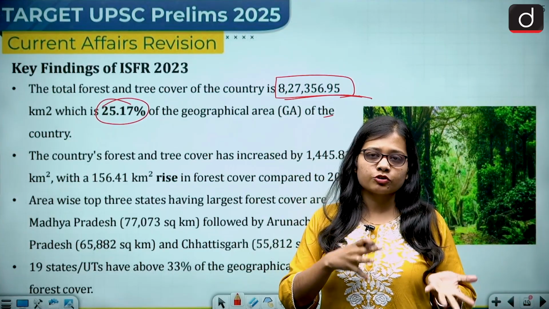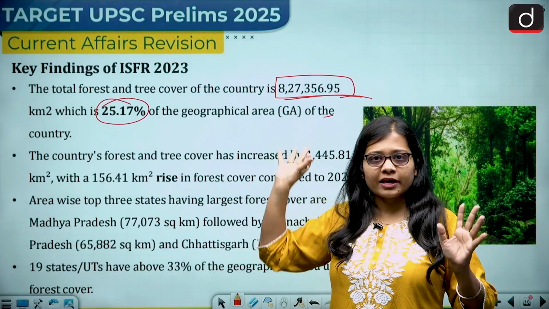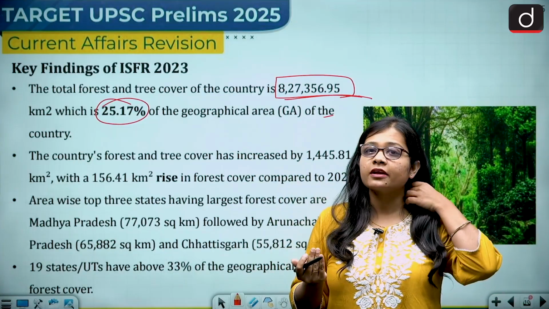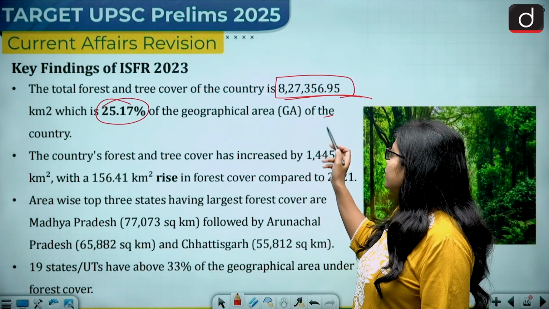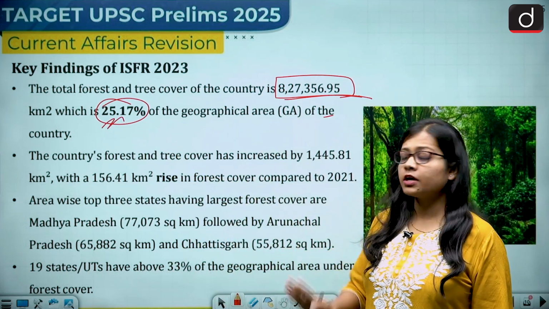So as of now, you need to remember whether the tree cover is on a rise or on a fall. I am telling you these numbers so that you get more credibility about how things are happening. So total forest cover and tree cover is around 25.17% of the total geographical area of the country.